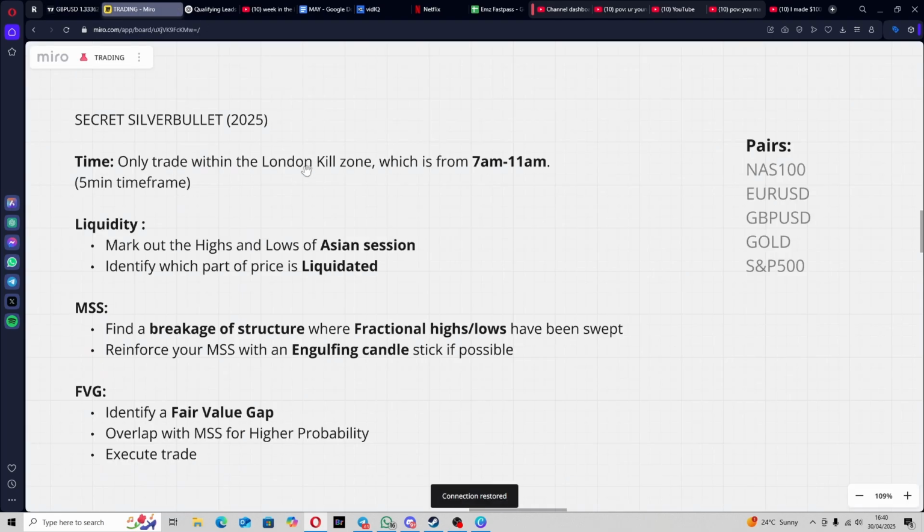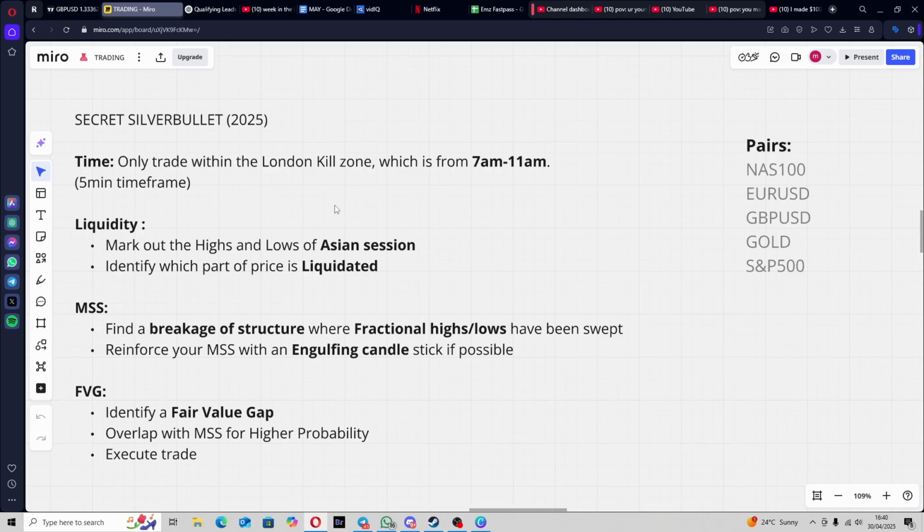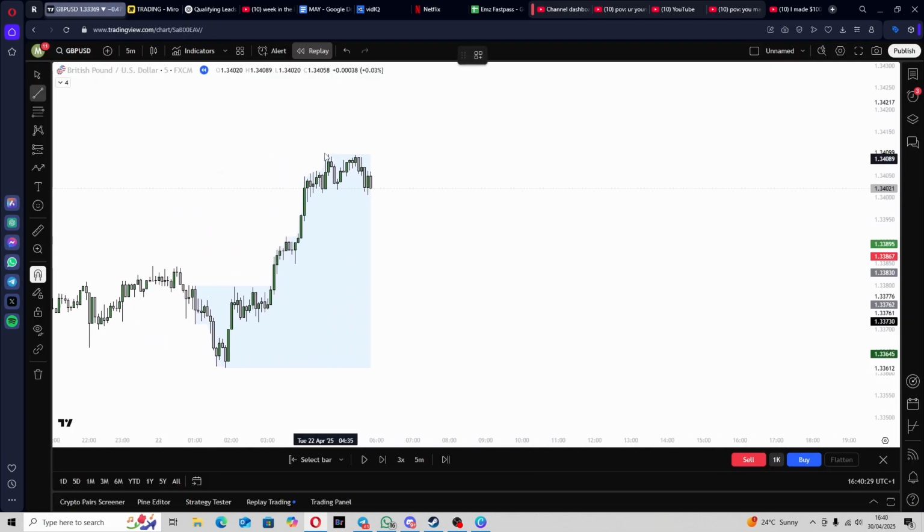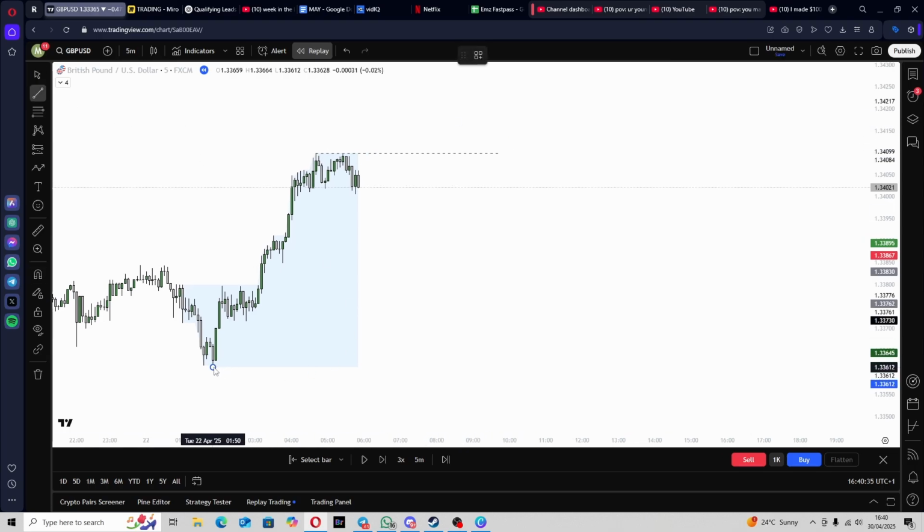You need to only trade within the London kill zone, 7 a.m. until 11 a.m. on the 5 minute time frame. Then you mark out the highs and the lows of Asian session, right? So let's just do it step by step. So I'm marking out the highest point right here. So this will be the highest point right there. So I'm marking the highest point and I'm marking the lowest point of Asian session, right?